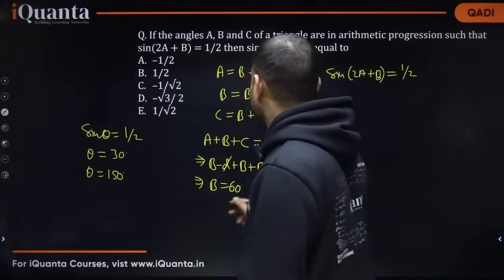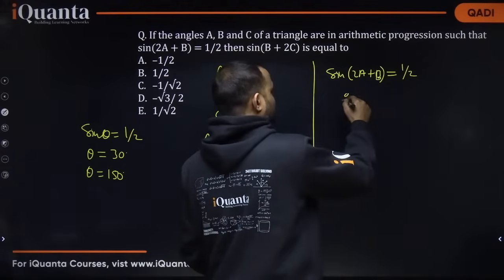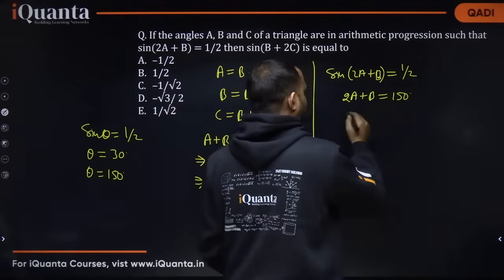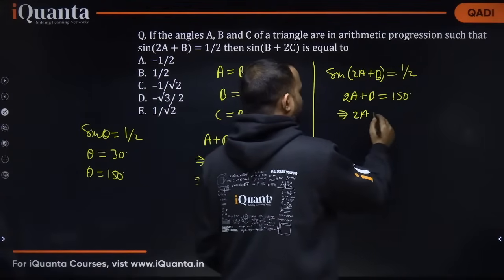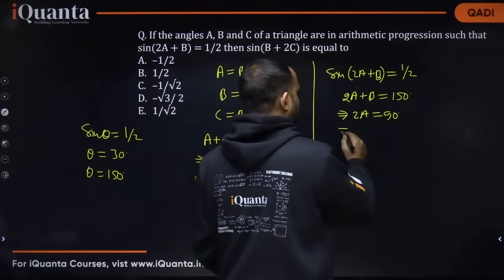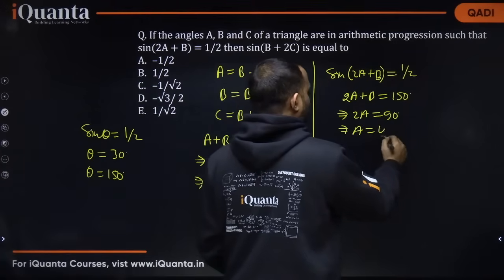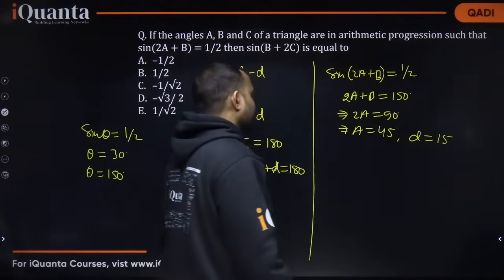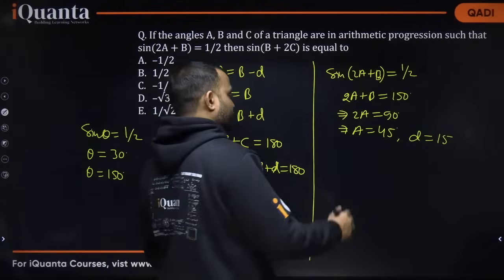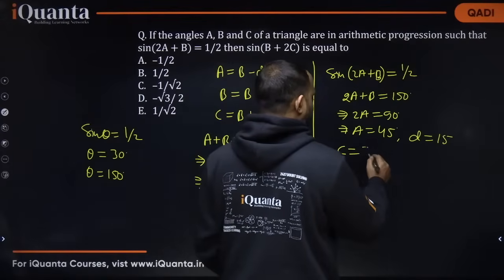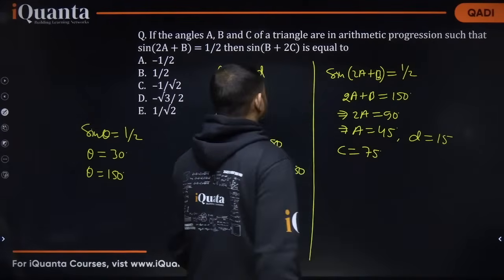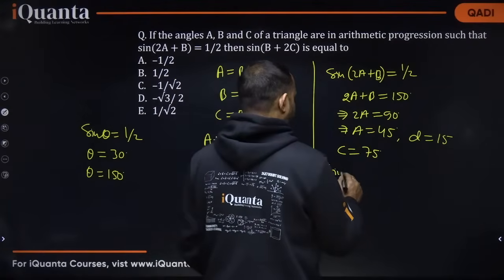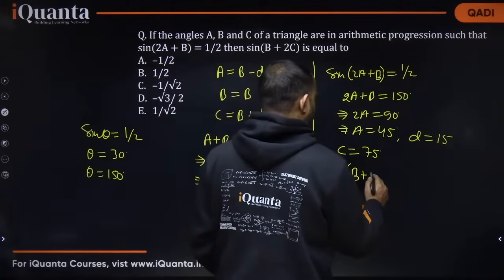So the only possibility is when 2A plus B is equal to 150 degrees, or 2A is equal to 90 degrees, or A is equal to 45 degrees. In that case, we can say D is equal to 15. If D is equal to 15, the measurement of C will be 75 degrees. Correct. Now we need to find sine of B plus 2C.